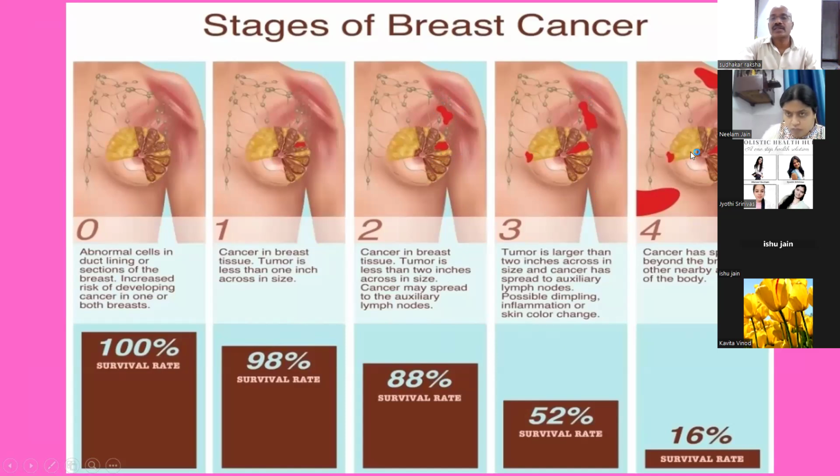Stage 4 means the tumor is more than 2 inches in diameter and it has spread to the liver, to the lungs. When there is distant metastasis, it's stage 4, and the prognosis is very bad. The 5-year survival rate is less than 16%.